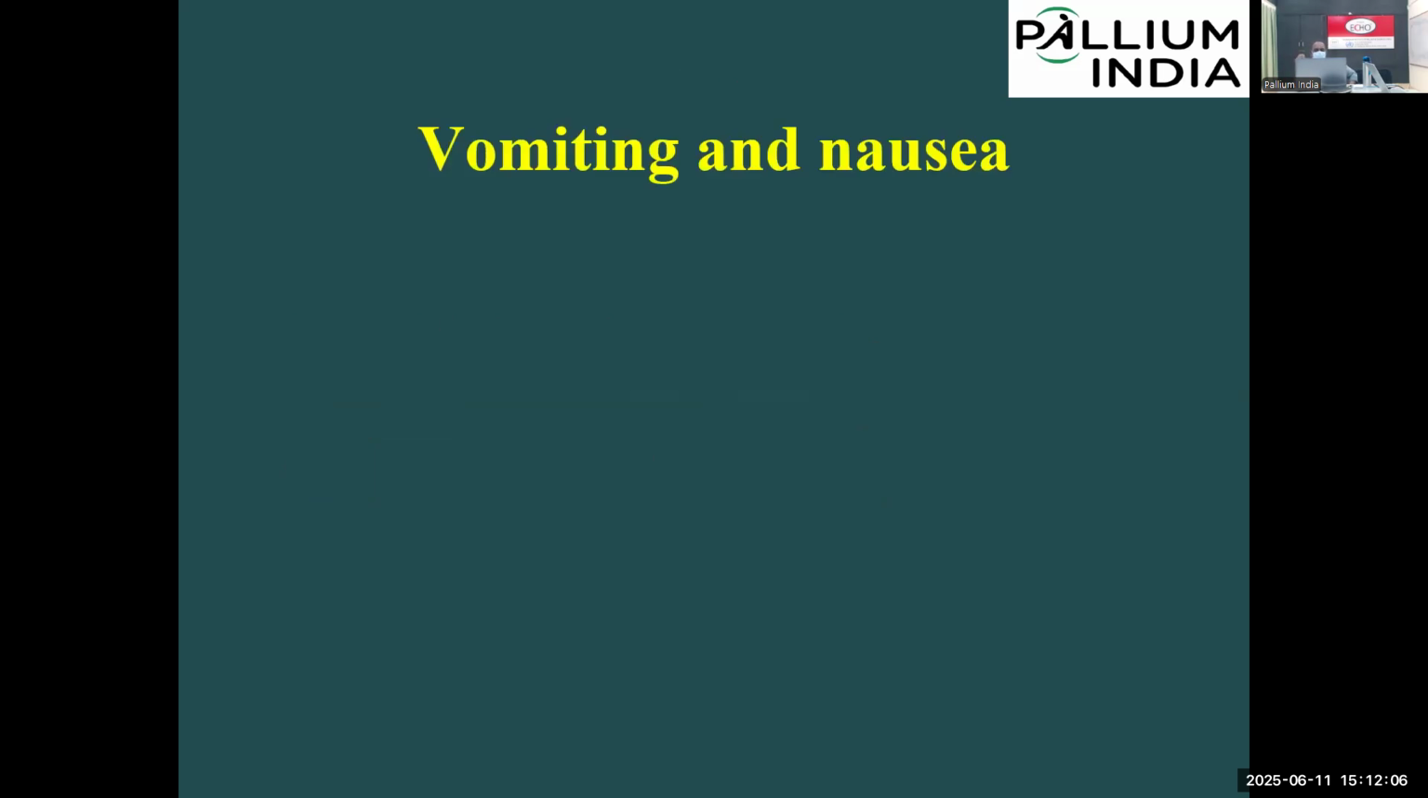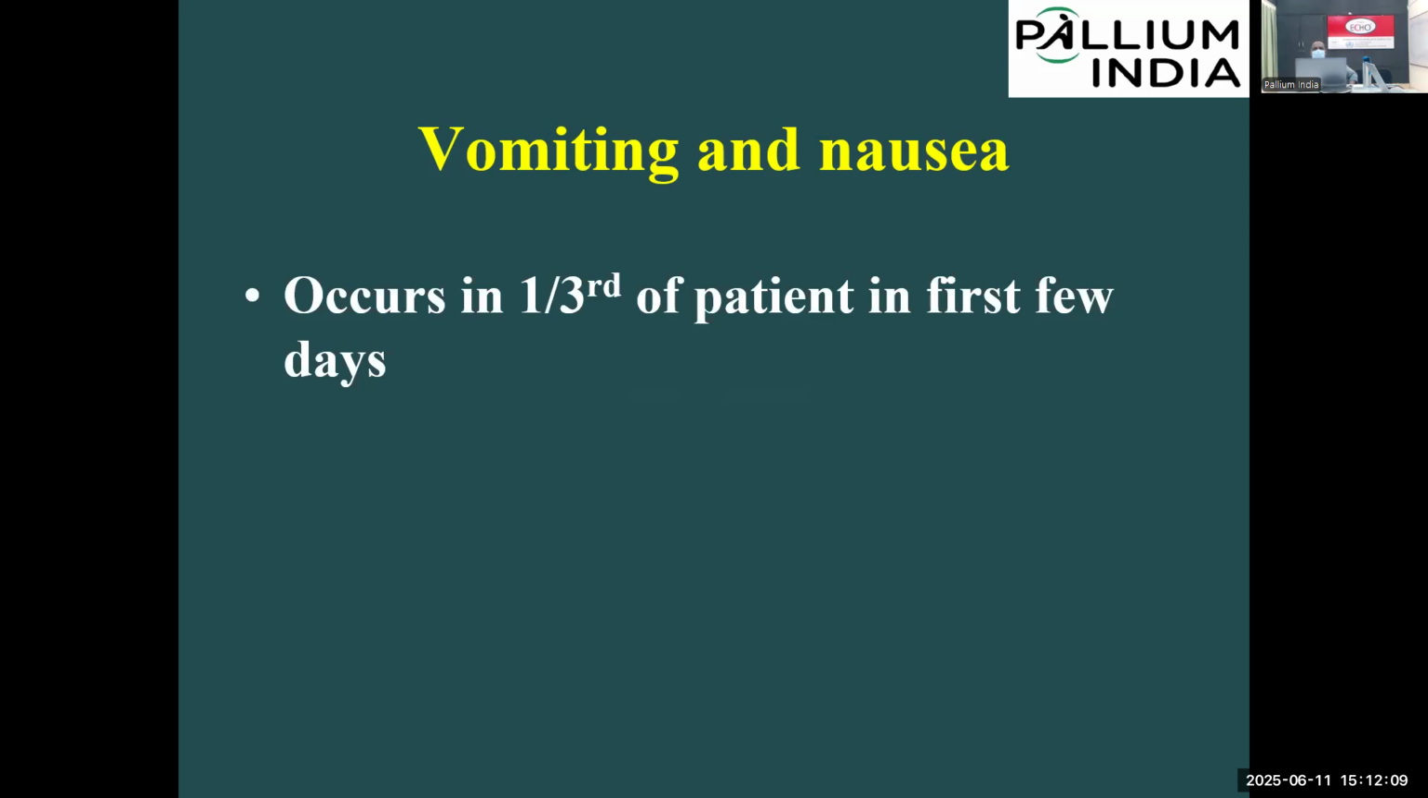Then nausea and vomiting. It is due to stimulation of chemoreceptor trigger zone in the brain. Okay, CTZ. And this occurs almost in 1/3 of the patient. That means about 30% of patients on initiation of opioids can have nausea and vomiting. But compared to constipation, nausea and vomiting is self-limiting. So the patient can have nausea and vomiting for first 3 to 5 days. After that, it will be self-limiting. So for the first 3 to 5 days, you have to use an antiemetic.